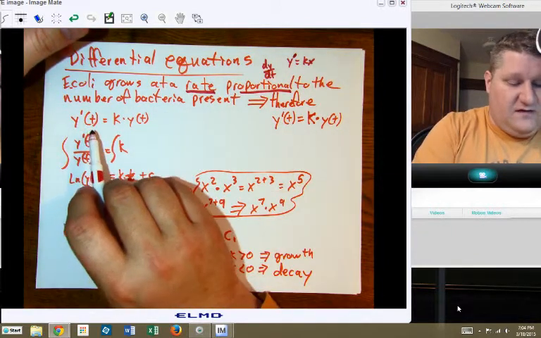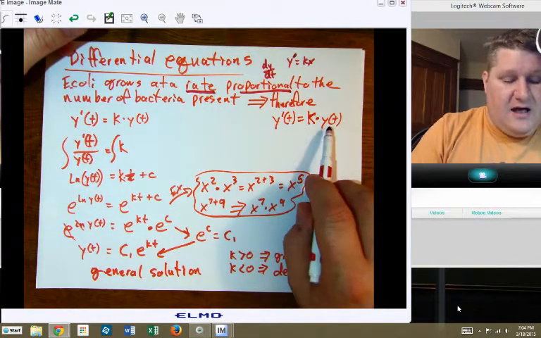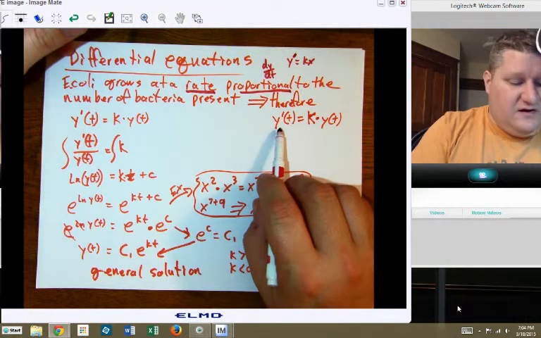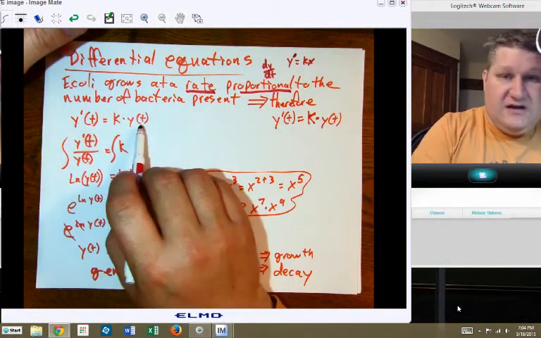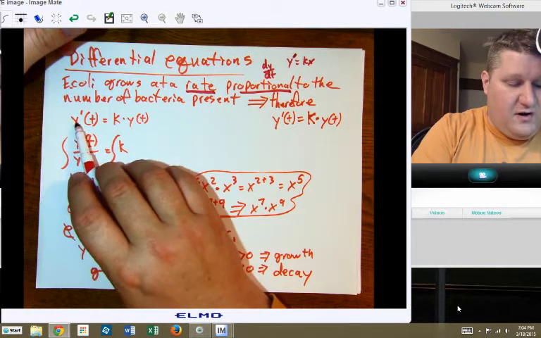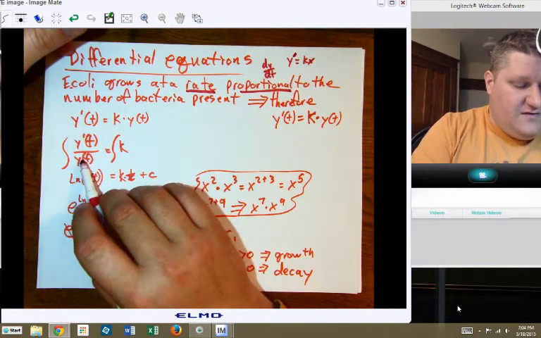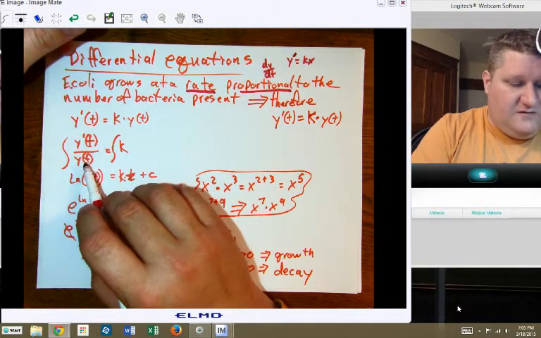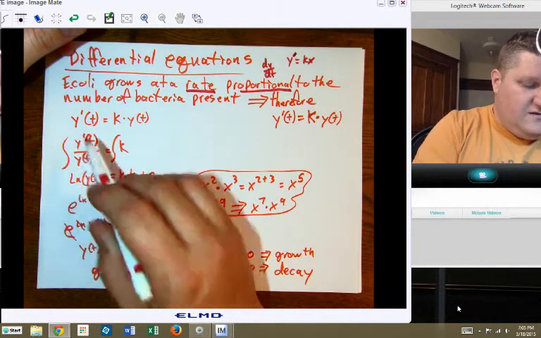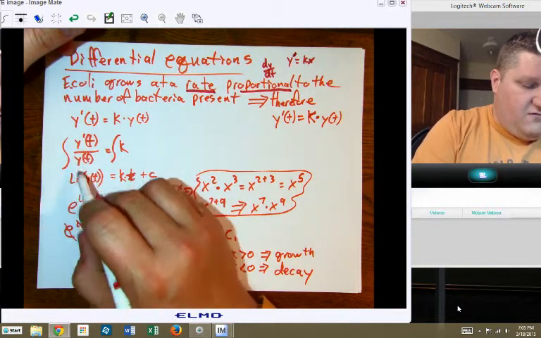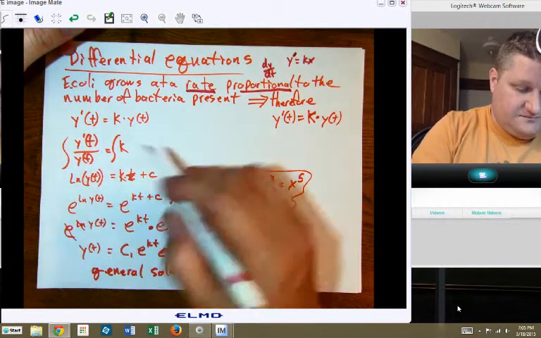Well, you say, that's nice, but I have y right here. Maybe, maybe not. What we need to do is integrate both sides to get rid of the prime. But to integrate this, I need to get the y of t over here with the y prime of t. So I divide it off. Doing that gives me y prime of t over y of t equals k. Integrate both sides. When you integrate this, you have 1 over y of t, so you have the natural log of y of t. That's the integration.